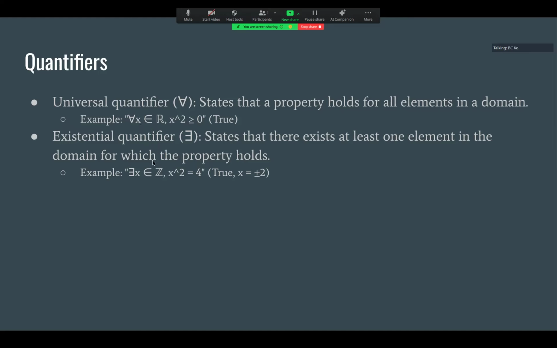An existential quantifier states that there exists at least one element in the domain for which the property holds. For example, this means that there exists an x that is an integer such that x squared equals 4. This statement is true because we can find x values that make it true, which are +2 and -2.